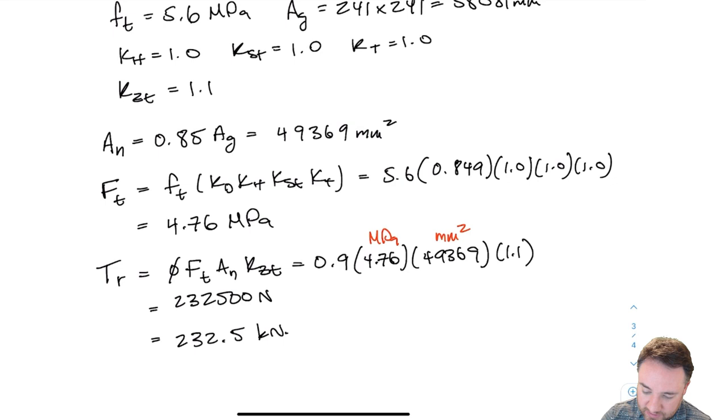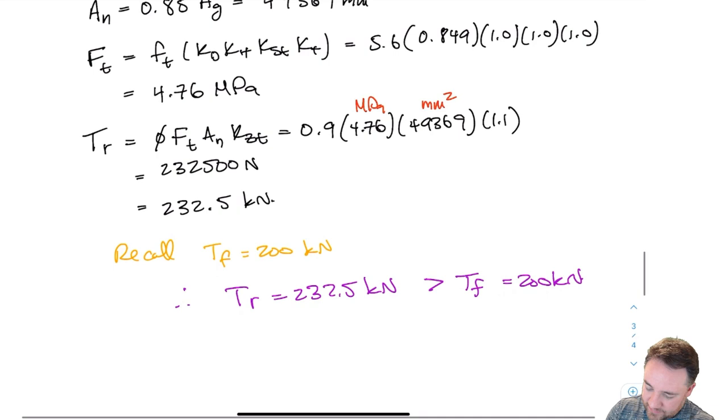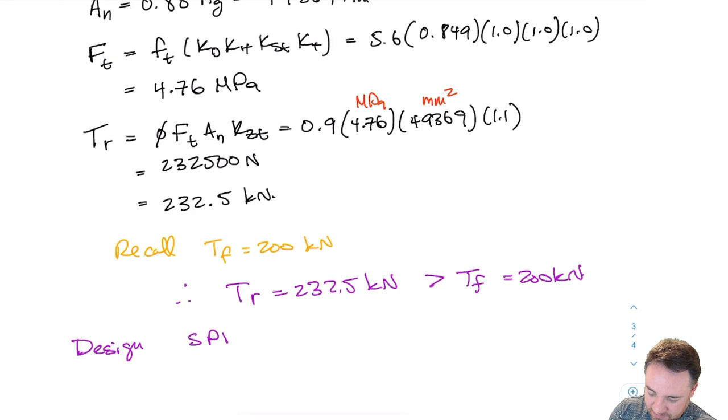Okay, and here I'm going to say recall that TF was 200. This was the load case that governed. Therefore, TR equals 232.5 kilonewtons is greater than TF equals 200 kilonewtons. Then I might want to sum up my final design is SPF number one, 241 by 241. And that's my final design.